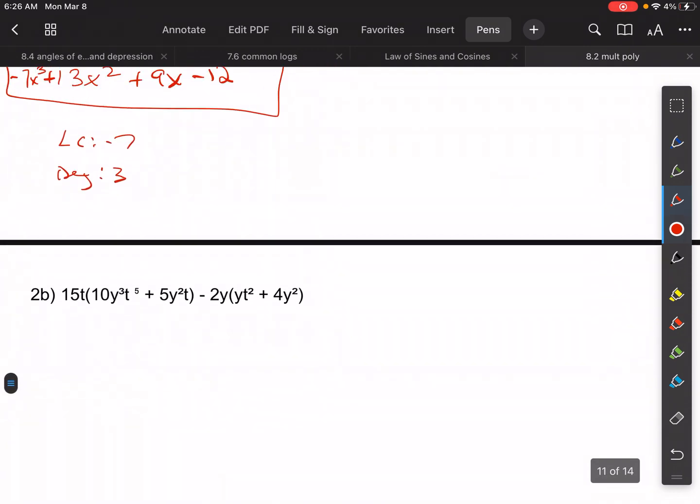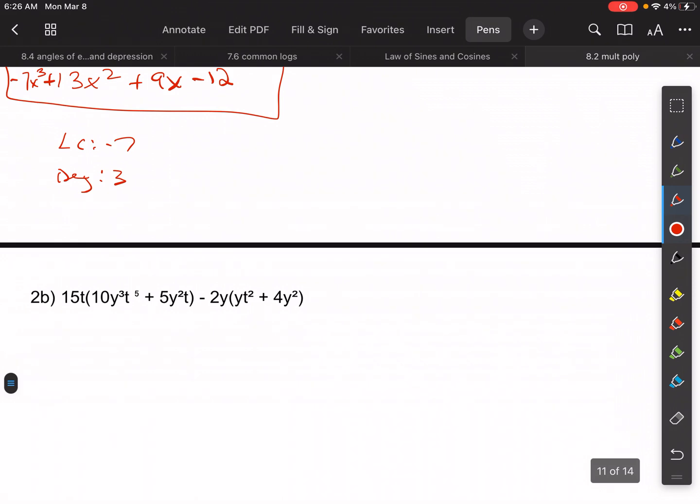I'll get you started just so you can see what this looks like when you bring in 2 variables. So I'll start with it here. 15 times 10 is 150, so we're just going to multiply the numbers. And then notice there's no other y's, so it's just going to be y to the third. That stays the same. And then I have t times t to the fifth, which is t to the sixth. I have to add those two pieces. Okay, there's my first one. See if you can finish it.